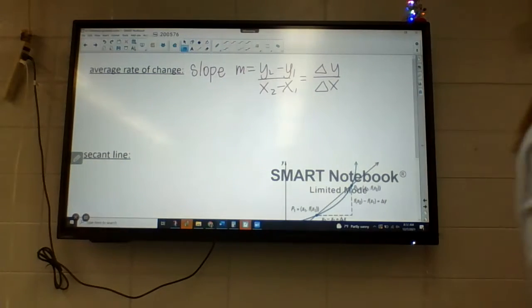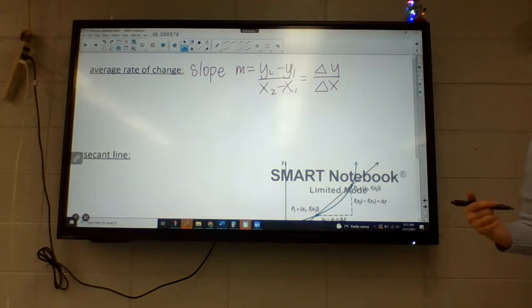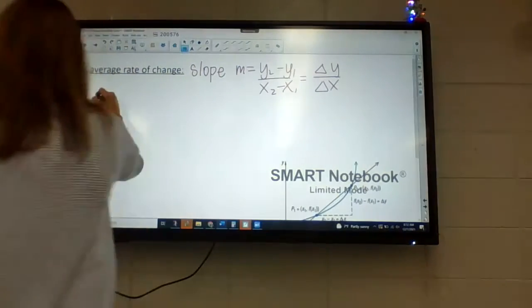anyone know what the little triangle means? Delta? Delta, it is delta. And delta means change. So the change in y over the change in x. So how much x is different and how much y is different, we're just dividing those. So yeah, we use that.